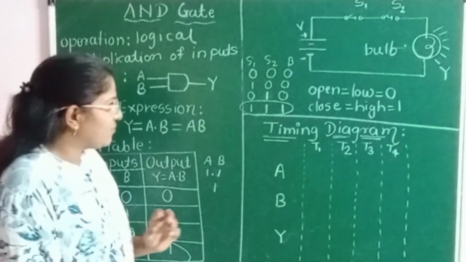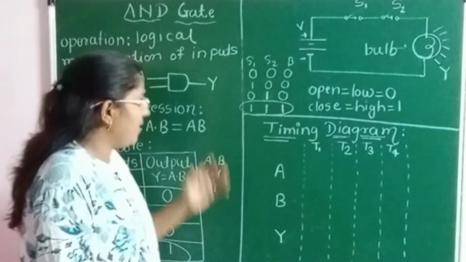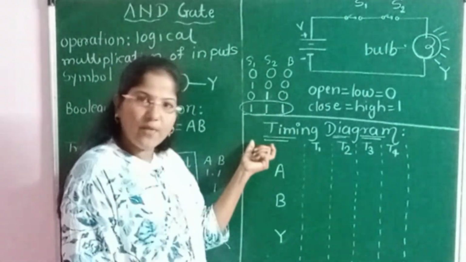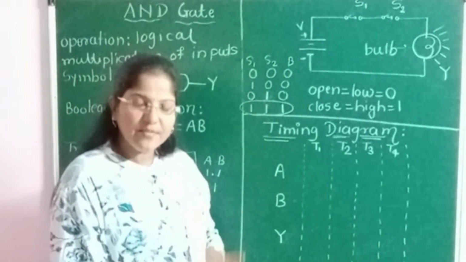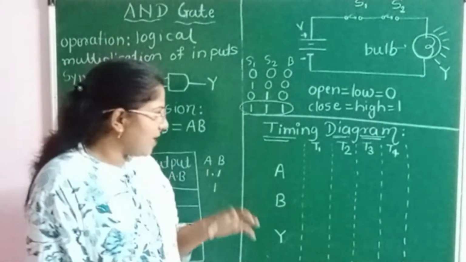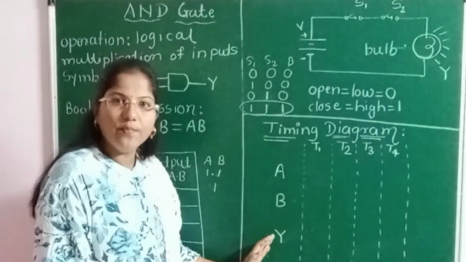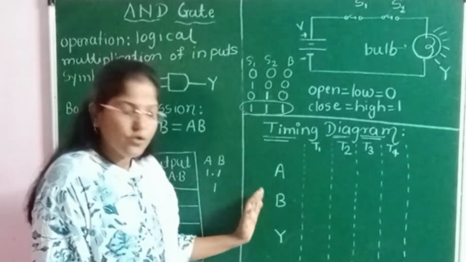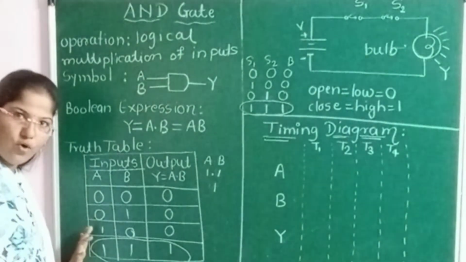Now lastly we are going to see how to draw the timing diagram of the AND gate. So timing diagram, what does it mean? What does it represent? It represents the different time cycles, and in those time cycles what will be the value of inputs and what would be the output for the corresponding input combination. So how many input combinations do we have? We have 4 input combinations.